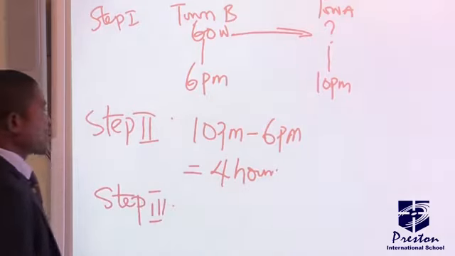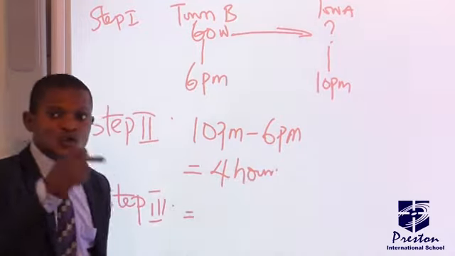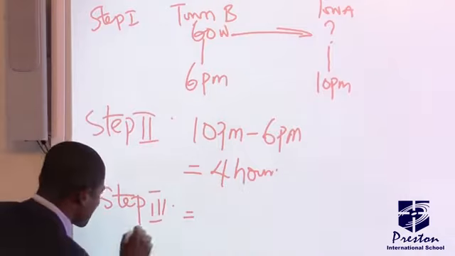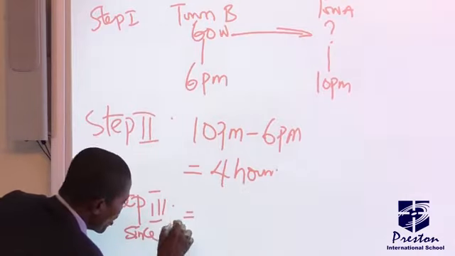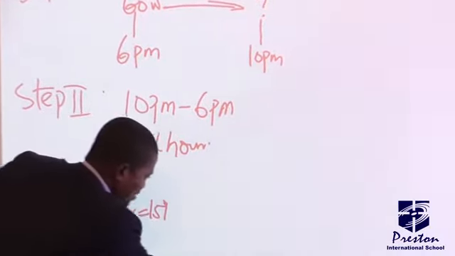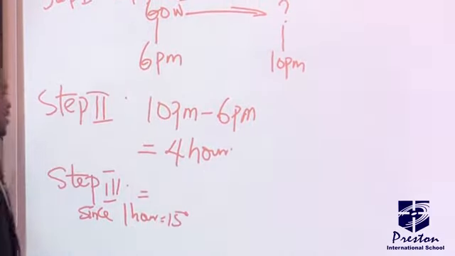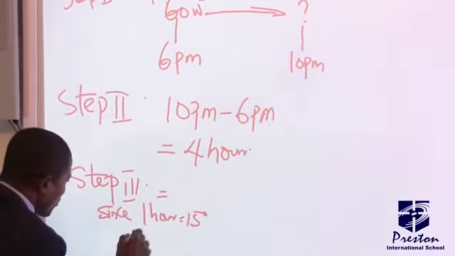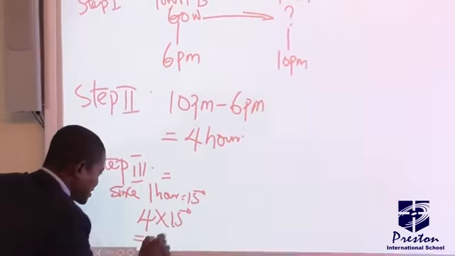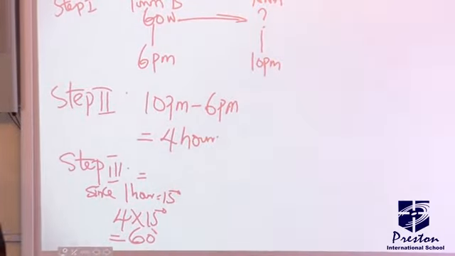In step 3, you convert the given hours to degrees. How do you do that? Don't forget, since 1 hour equals 15 degrees, when you have 4 hours, what will that give you? 4 hours will be 4 times 15 degrees. 4 times 15 will give us 60 degrees. Now you can see you have gotten 60 degrees.